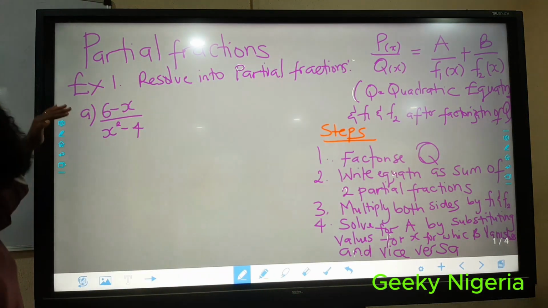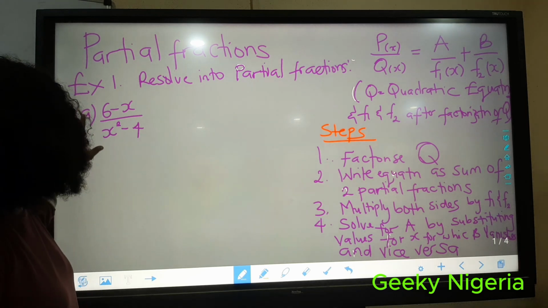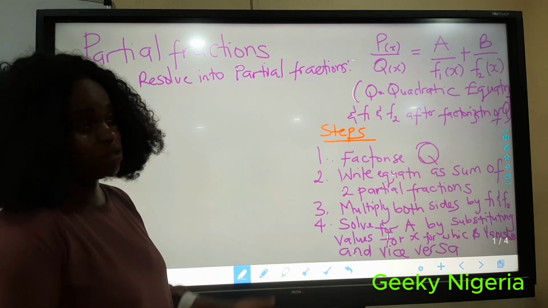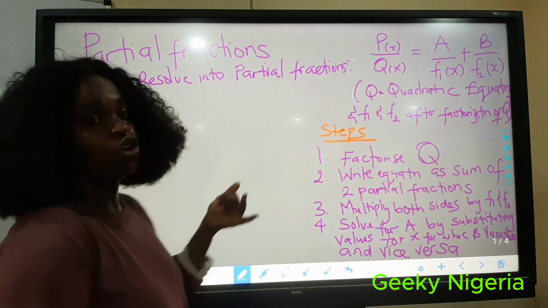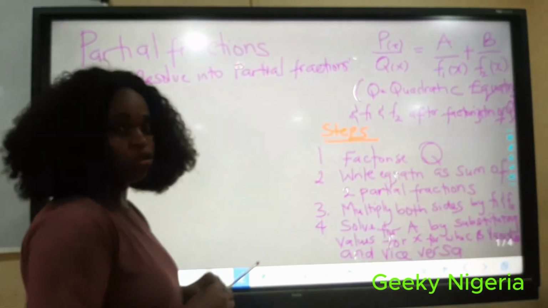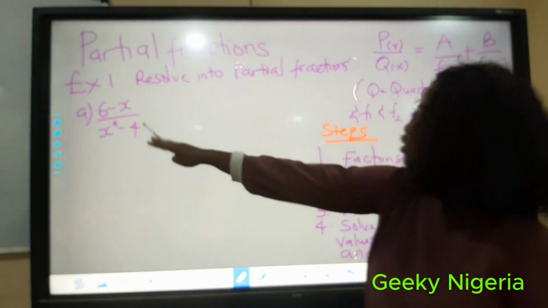So you have this example, numerator and denominator. Here you see your denominator is x squared minus 4. Whenever you see something that's raised to the power of 2, it's a quadratic equation, and you're asked to resolve it into partial fractions. Now, what do you do? These are the steps. So just relate this to here.